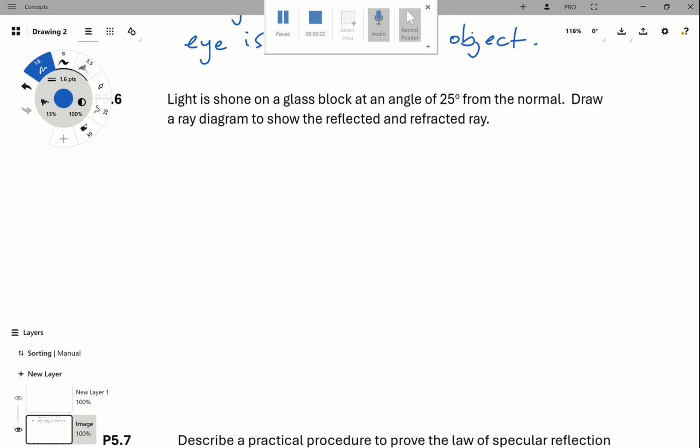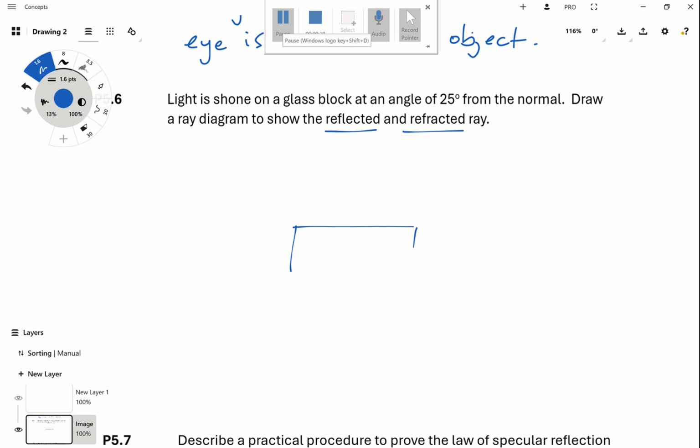Okay, so the next one is we've got a glass block. We're going to shine a ray at an angle of 25 degrees from the normal, and draw a ray diagram to show both the reflected and the refracted ray. So many students miss out the reflected ray because they forget that a glass block will still reflect some light. So our first job is, well, let's just start with a glass block.